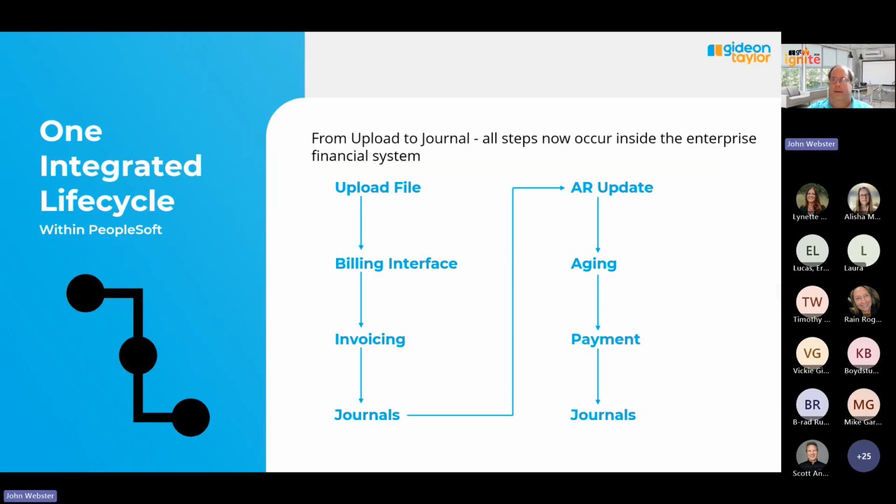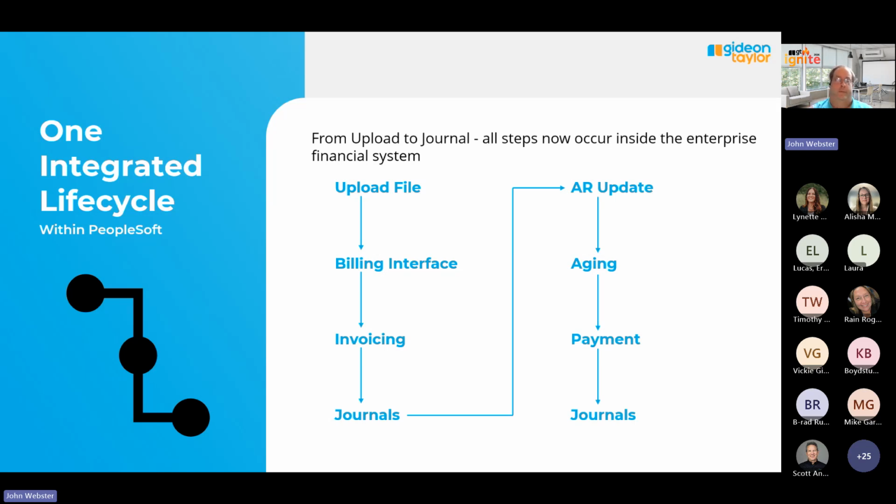And it's one integrated lifecycle within PeopleSoft, which again, in the old system, they were feeding back and forth, data is flowing back and forth. It wasn't always right. They might have issues with the interfacing. Now we're all within PeopleSoft. From upload the journal, everything is inside the enterprise financial system, which increases auditability. It's a boon all around.